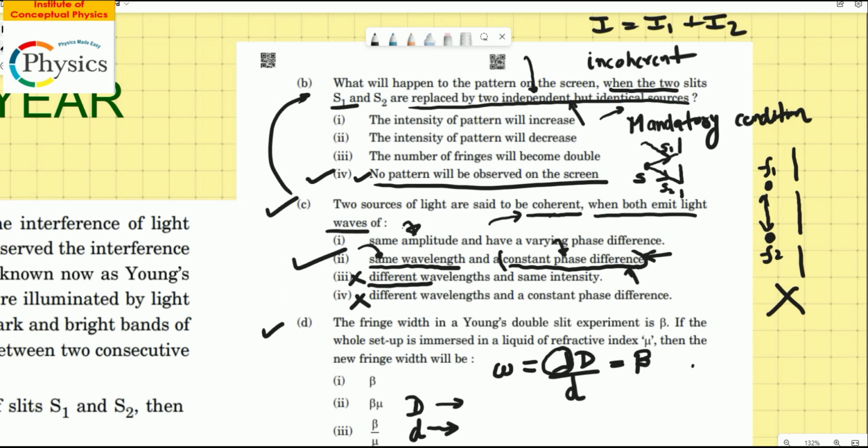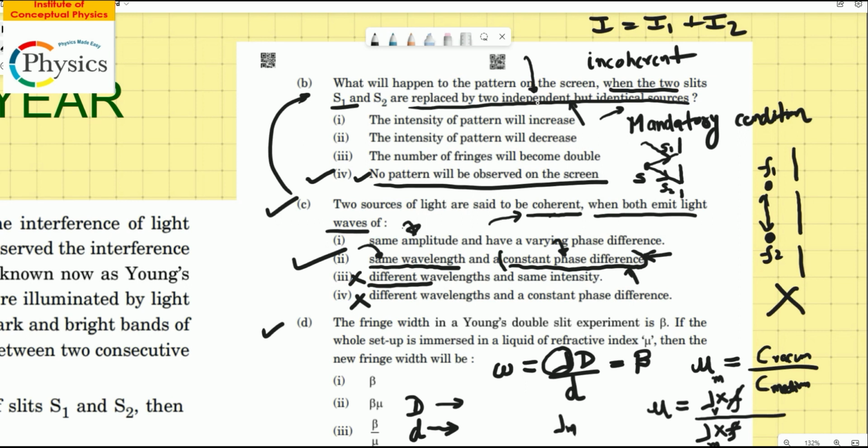The refractive index is given by the velocity of light in vacuum divided by the velocity of light in the medium. This is the refractive index of the medium with respect to vacuum. If I convert this, the refractive index can be written as lambda multiplied by frequency in vacuum, divided by lambda multiplied by frequency in the medium. Remember, when the medium changes, the frequency does not change. What changes is only the wavelength.